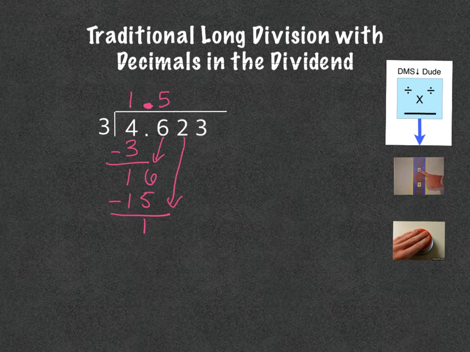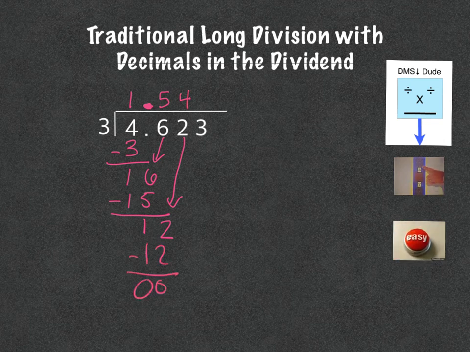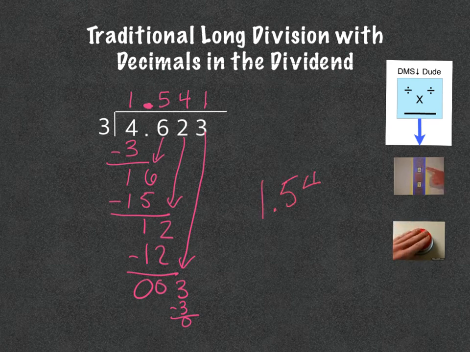We are ready to bring down 2. How many times does 3 go into 12? It goes in 4 times. 4 times 3 is 12. Bring down our 3. How many times does 3 go into 3? It goes in 1 time. 1 times 3 is 3. And we are done. So the answer is 1 and 541 thousandths. And if we look back, indeed our answer is approximately 1. All right, guys, thanks. Bye.